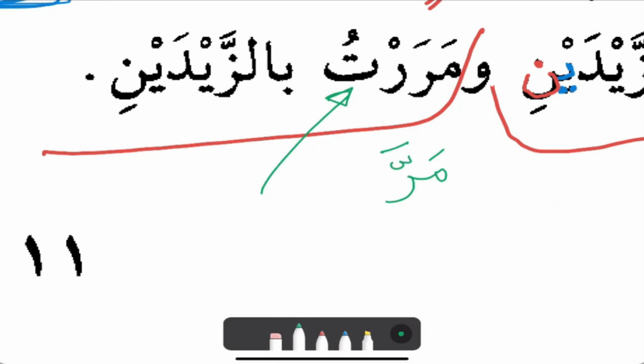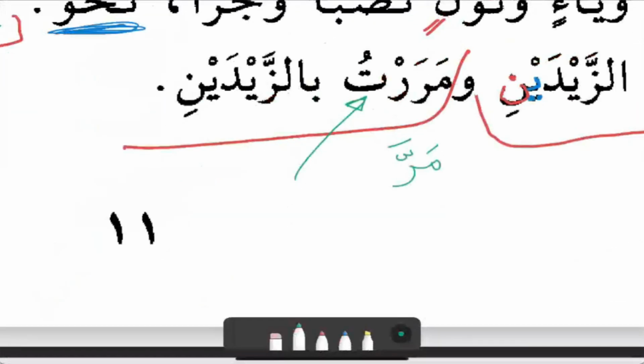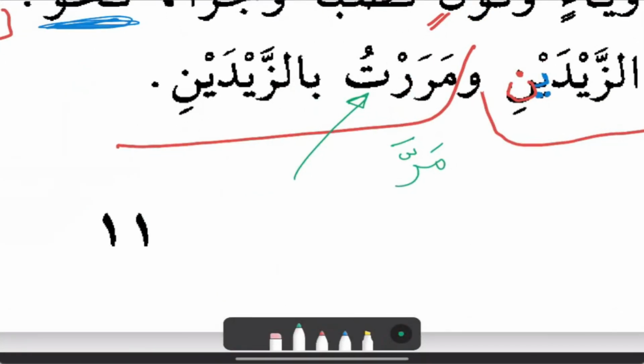So marra fi'lun madin, past tense verb. Mabniyun ala fath, it's built with a fath. Wata damirun muttasilun mabniyun ala dam. And the ta is a suffixed pronoun built with a dam. Fi mahalli rafa', in the nominative slot.